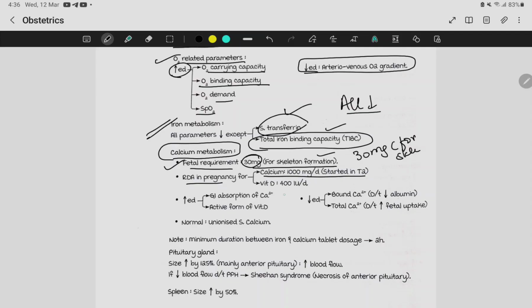The RDA becomes 1000 milligrams or 1 gram per day starting in the second trimester. Vitamin D is 400 international units per day. There is increased GI absorption of calcium. The active form of vitamin D also increases. Bound form calcium and total calcium decrease.